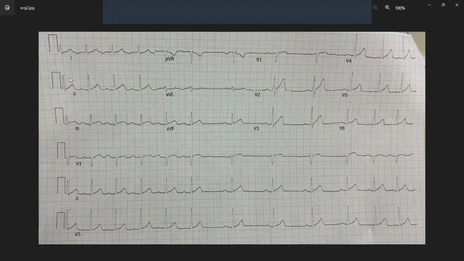So what we're going to do is have a quick look at it. It's not going to take us more than 5 minutes. And we're just going to try and see if we can figure out what's going on.